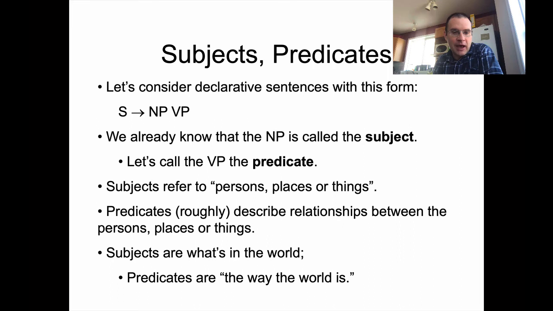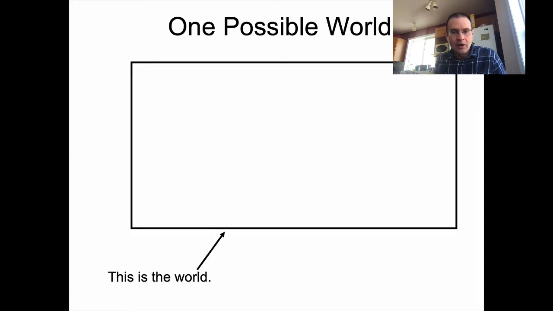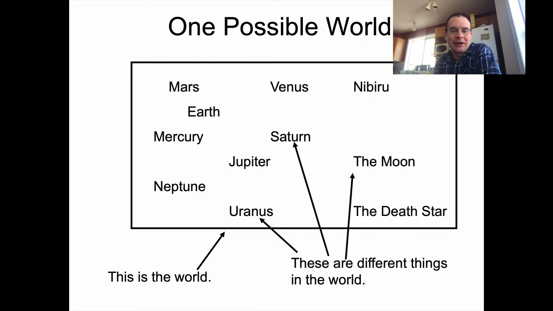You can maybe think about subjects as being what's in the world, whatever possible world you live in, and predicates are simply the way the world is. Kind of the collection of relationships amongst all these various entities. Okay, so I'm going to, again, try to boil this down to simplest terms. And this is me and my fantastic art skills again. So let's say that this rectangle is the world. This is a very boring possible world, but why not go with it? It has a number of things in the world.